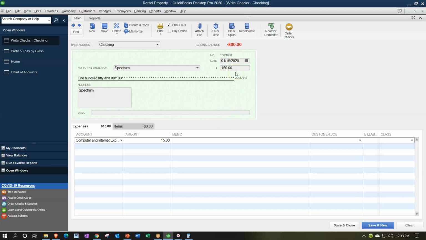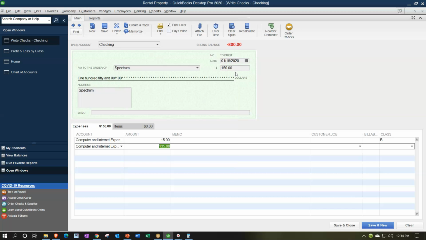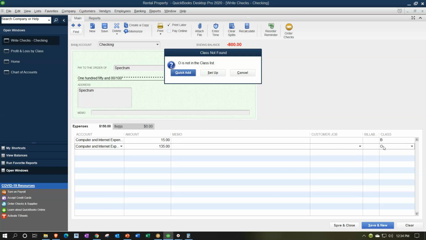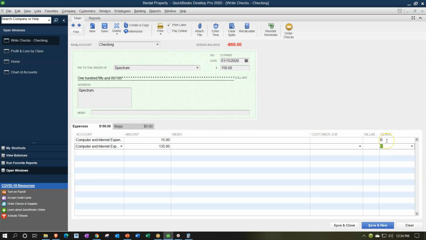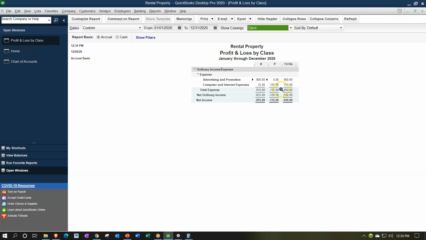So I'm going to break it out between two accounts. This is the business portion, and then computer, same account, but this is going to be the difference, the 135, which is obviously times 90%, right? It's the 150 times 0.9, and that's going to be the personal component of it. So we can do this breakout as we go in QuickBooks, and I could say save it and close it, and there we go. So now we've got that breakout.